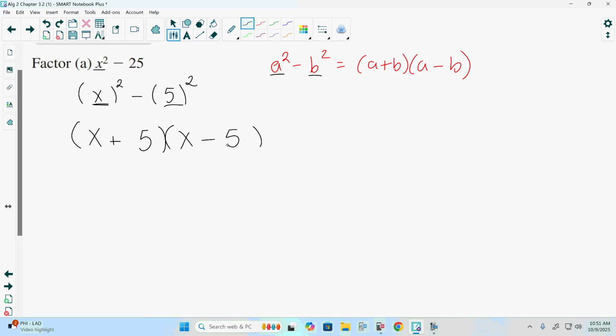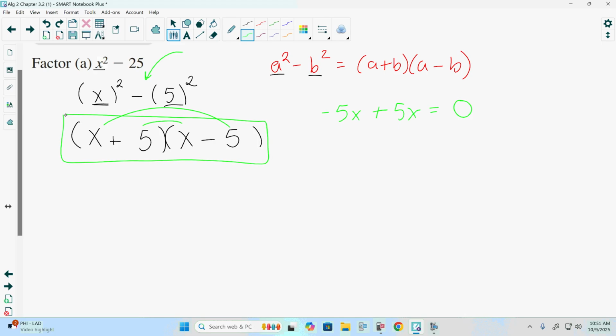If I wanted to check it, x times negative 5 would be negative 5x. 5 times x is positive 5x. And negative 5x plus 5x is 0. Do we have a middle term? Well, no, we had x squared minus 25. There is no term with x, so 0x, 0 is the correct middle term. So the factored form for this is x plus 5 times x minus 5.